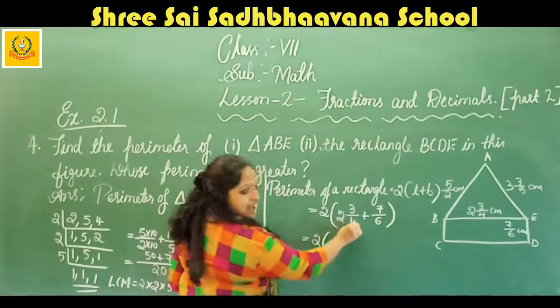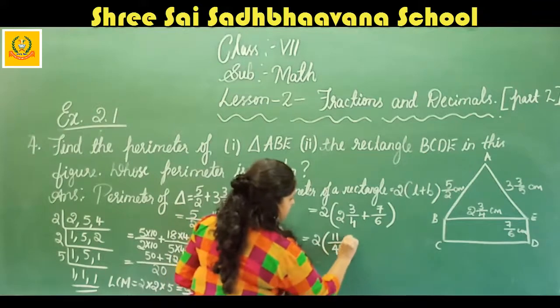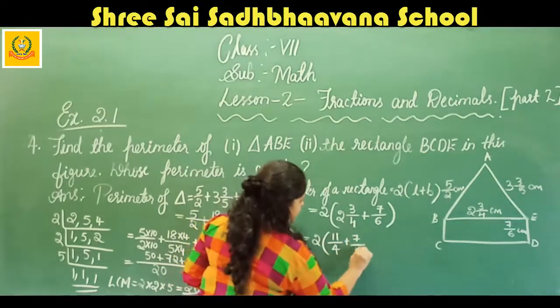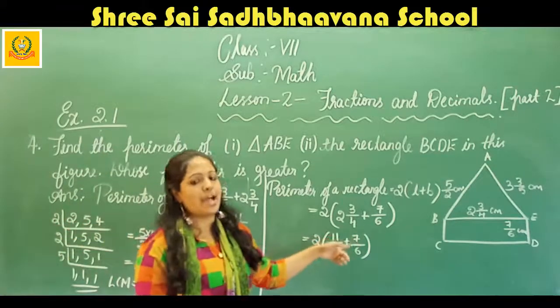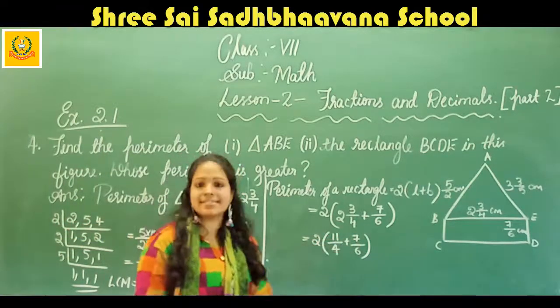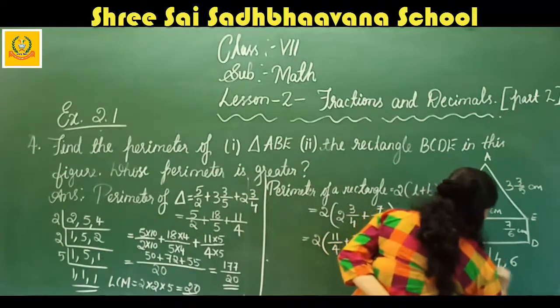Yes. 2 fours are 8. 8 plus 3, 11. 11 by 4 plus 7 by 6. Okay. Can I add like this only, children? No. I have to take the LCM of 4 and 6. Let us take the LCM of 4 and 6.